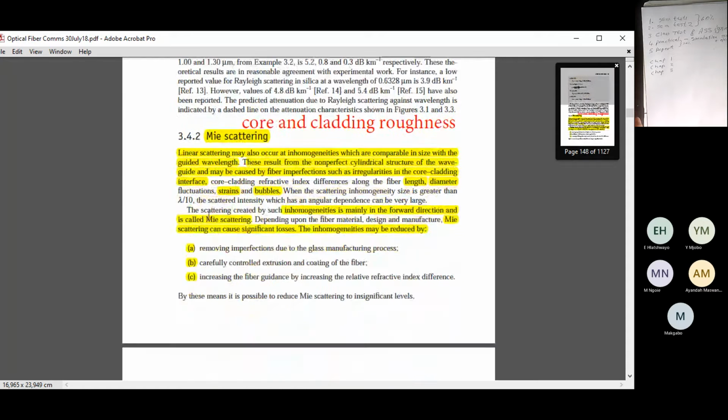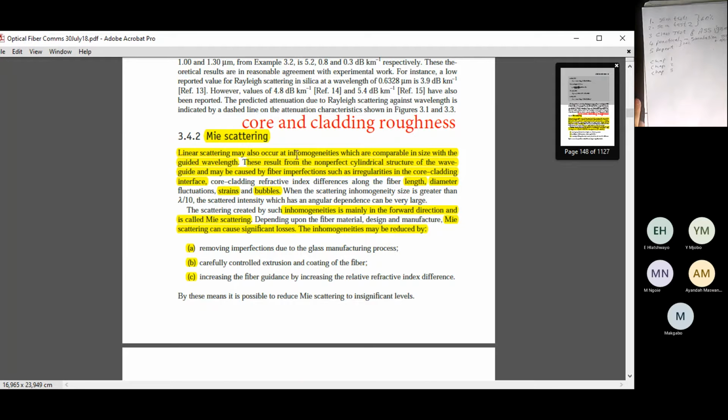Okay, Mie scattering. The first one was Rayleigh scattering. This is now Mie scattering. Mie scattering is also linear. These two are linear, okay? The ones that are non-linear are Raman and Brillouin. We get to them now. But the linear ones are these two.